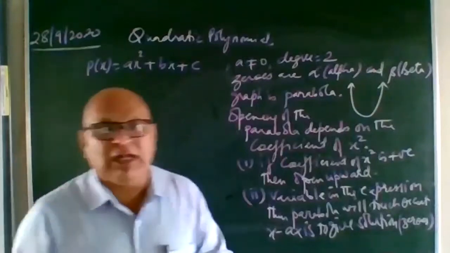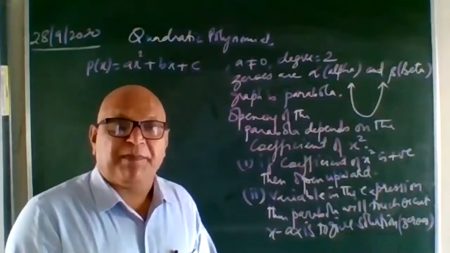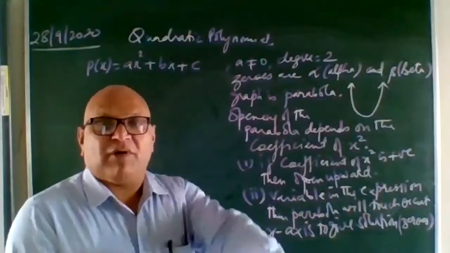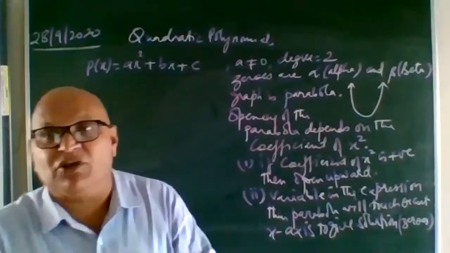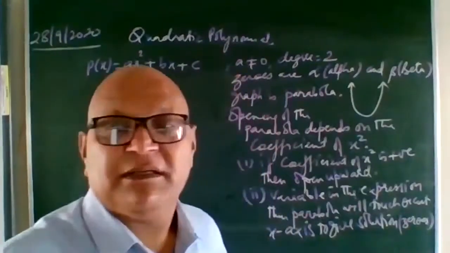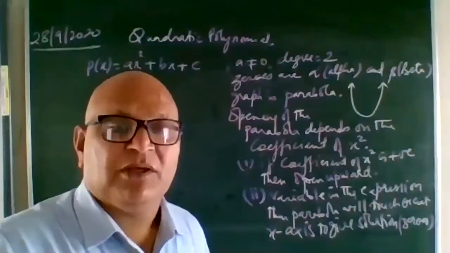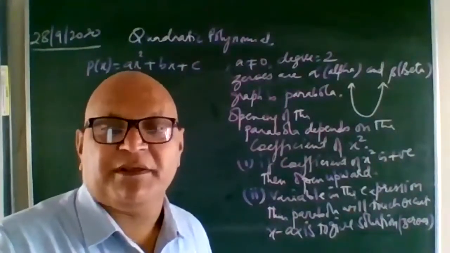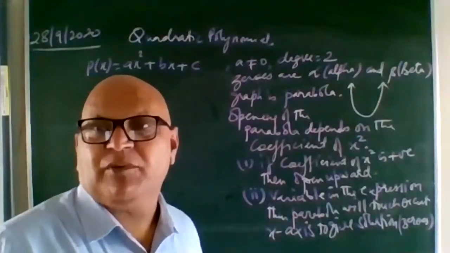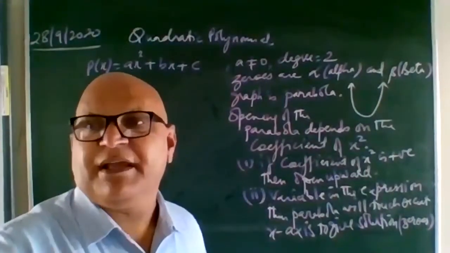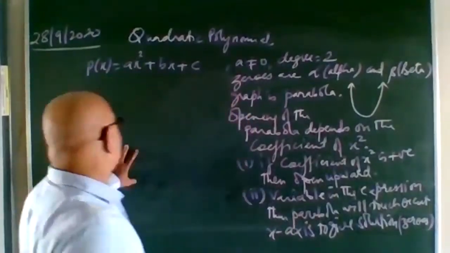Now the parabola is very important. If the parabola is given, you have to answer where to write the zeros of the polynomial. So without solving, you can find out the zeros of the quadratic polynomial. So this parabola is very important.